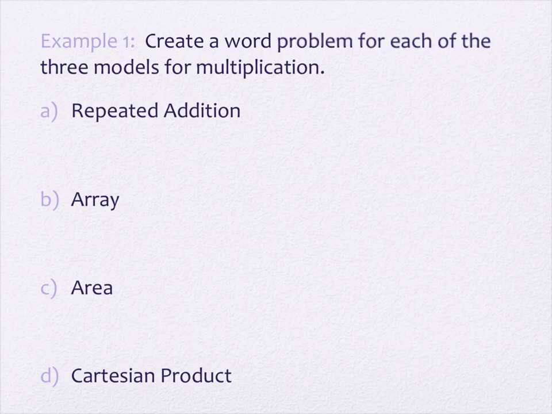How about area? What did you guys have, Lisa? We said John is sectioning off a playground for his kids. The space is 8 feet wide and 10 feet long. What is the area of the playground? All right, so we've got the space of a playground. Somebody give me what you have for Cartesian product.